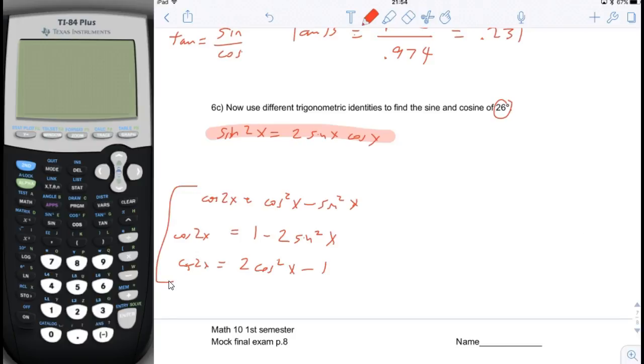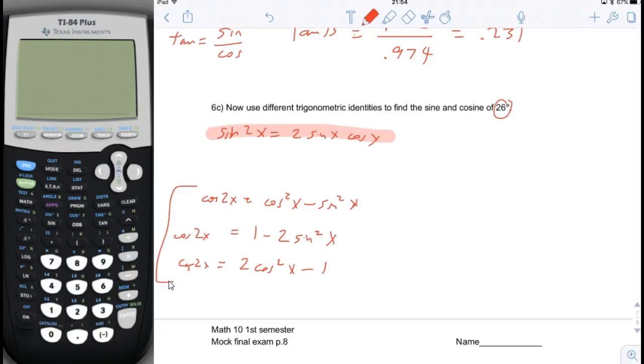Okay, and so for example, if you only know the sine of 13 degrees, you would use this one to figure out the cosine of 26 degrees. If you only know the cosine, you would use this one, of course. If you know both, you could go ahead and use this one. Okay? So usually it's easier to use one of these ones where you only need to know one of the two.